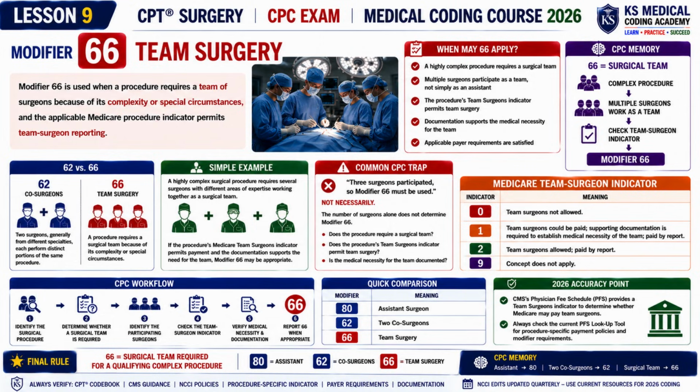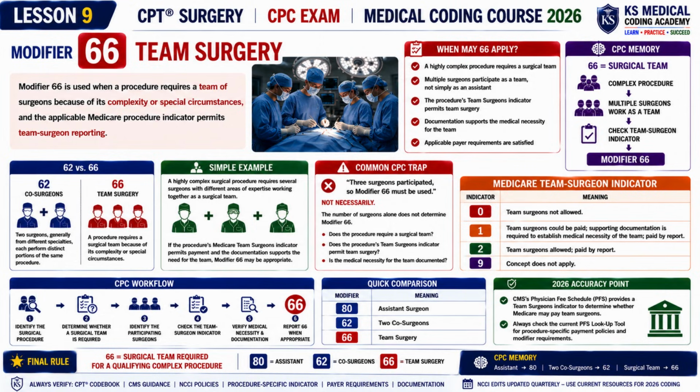Here's the common CPC trap. Three surgeons participated, so Modifier 66 must be used. That's incorrect. The number of surgeons alone does not determine Modifier 66. Ask: does the procedure require a surgical team? Does the procedure's team surgeons indicator permit team surgery? Is the medical necessity for the team supported by documentation? For Medicare, check the procedure-specific team surgeons indicator before reporting Modifier 66.